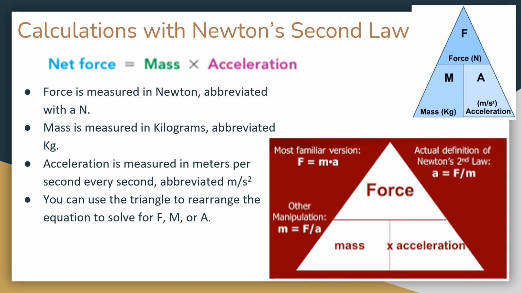You can use the triangle to rearrange the equation to solve for F, M, or A. This is just like our speed triangle, just like density prior in the year that we've done, where you cover up what you're looking for and then that shows you. So if you're looking for acceleration, it's net force over mass. If you're looking for mass, it's force over acceleration. If you're looking for force, it's mass times acceleration.